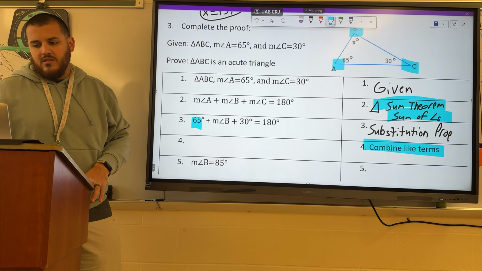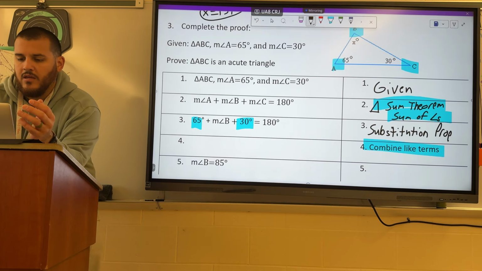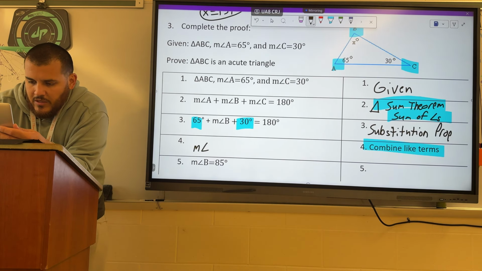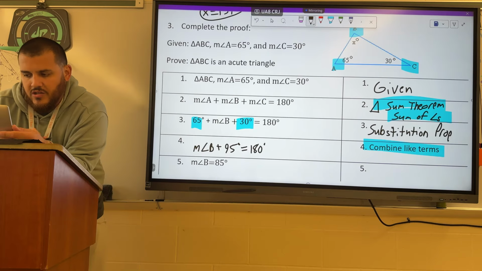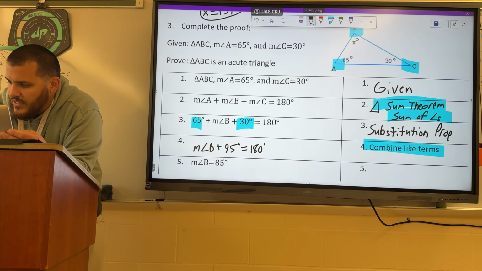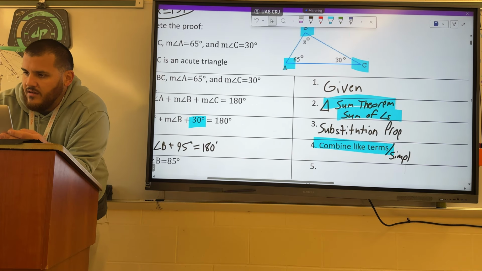Well, I have like terms here, 65 and 30. Those can be combined. So we have the measure of angle B plus the combination of 65 and 30, which is 95 degrees, equals 180 degrees. Know that sometimes the combine like terms reason is also used as simplify.